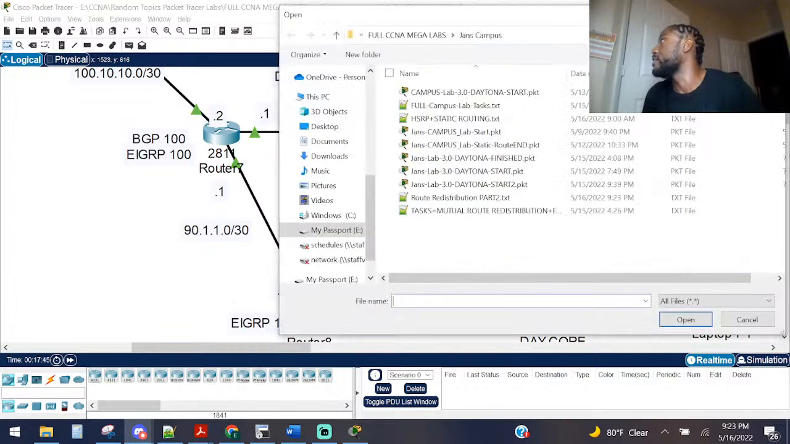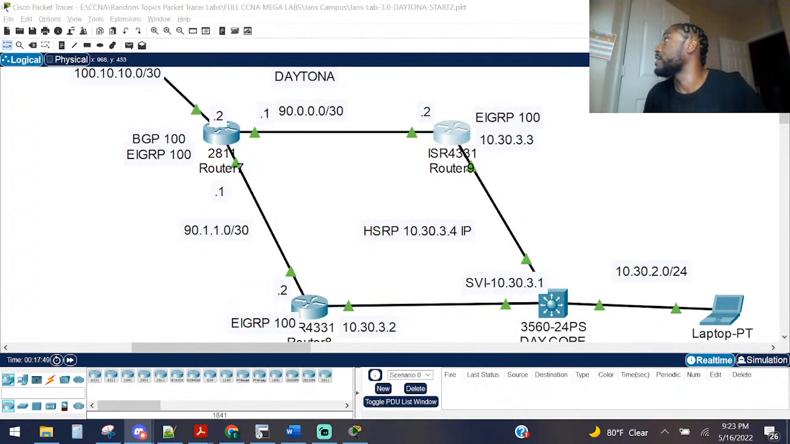Hold on for a second. Here it is right there: HSRP static routing, route redistribution part 2. I'm going to go ahead and upload that to the Discord server. Again, the group Discord server is pinned to the top of the chat there.